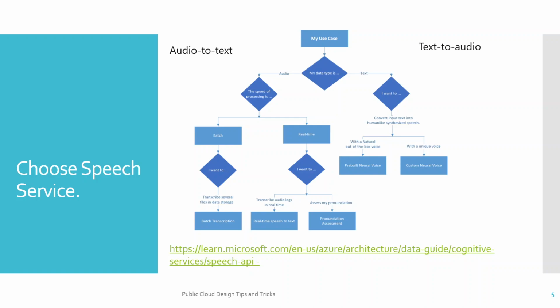Coming to text to audio, it deals with converting input text into human-like speech basically, and that is again of two types: with a natural out of the box voice, that is from pre-built neural voices from a defined catalog, and with a unique set of voice. So that is the custom neural voice by creating your own custom model. That is how it looks in text to audio conversion.